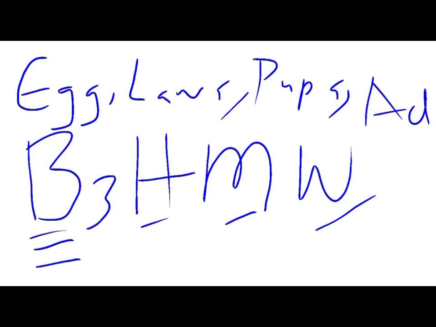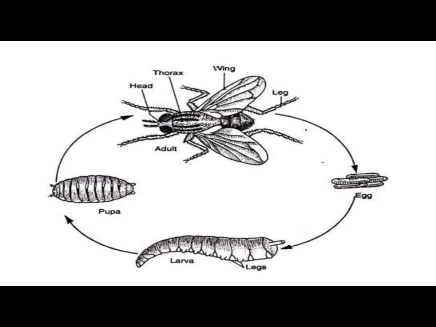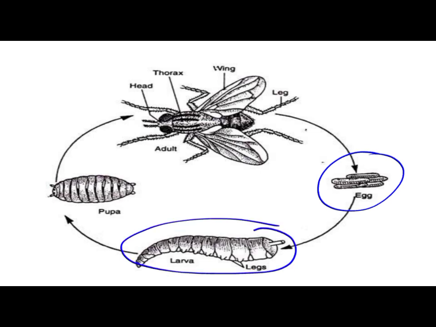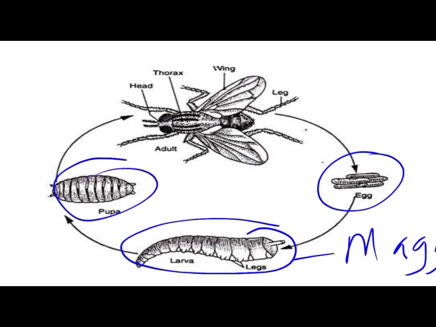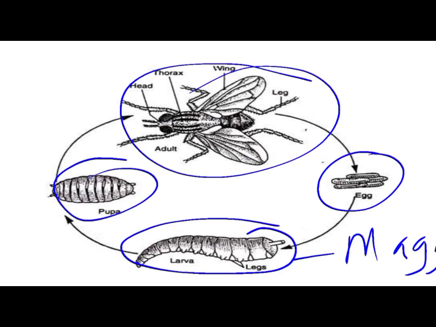And you can see a very good example here. This is housefly, the egg stage. From the egg you have the larva. By the way, in housefly, the larva is also referred to as maggot. Then you have the pupa, and finally you have the adult stage. So that is for complete metamorphosis.